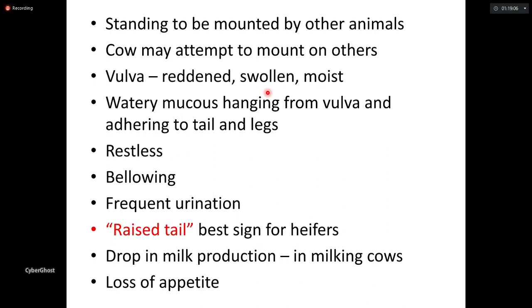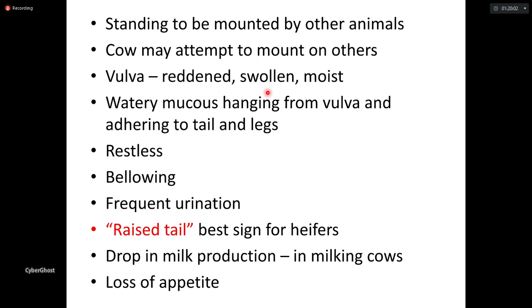So if you check the vulva, the outside part of the reproductive system which you can observe externally, the vulva area becomes reddish in color, swollen and moist, right? And sometimes watery mucus hangs from the vulva. And they are restless, and this is an uncomfortable time for them. So they are not eating well, right? They urinate frequently. Sometimes they start bellowing, making some sounds. And they raise their tail, right? Also, their milk production will be very low during that time period. So those are the major signs of heat for these animals.